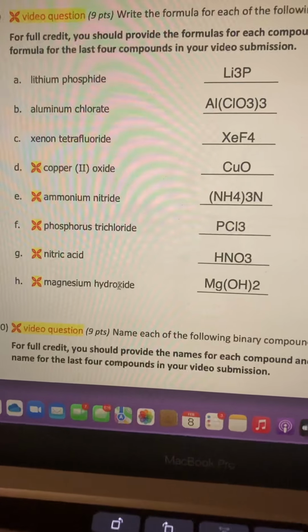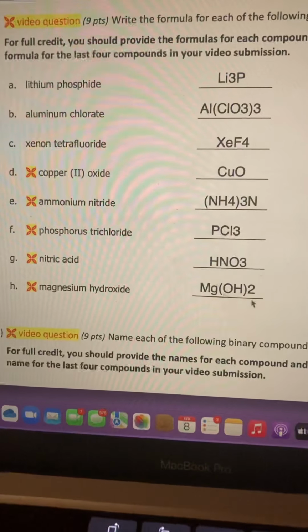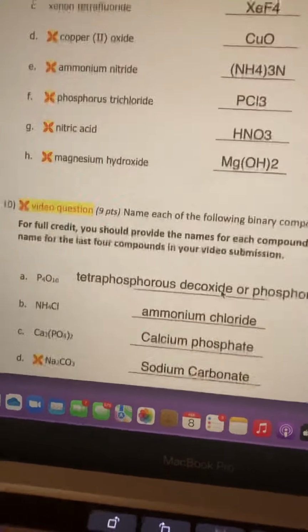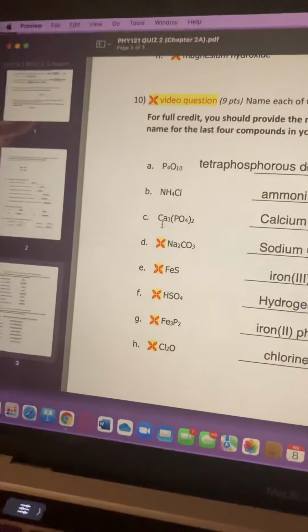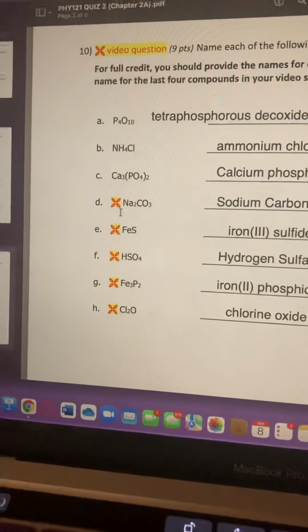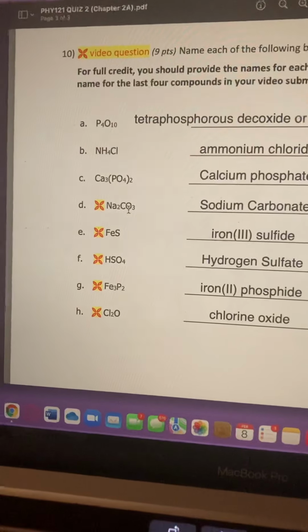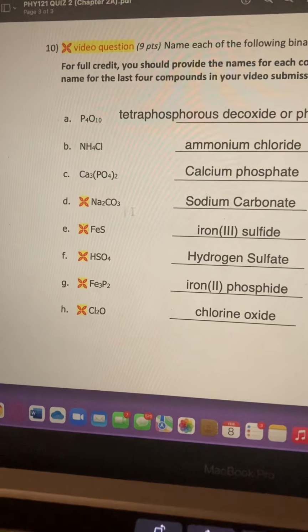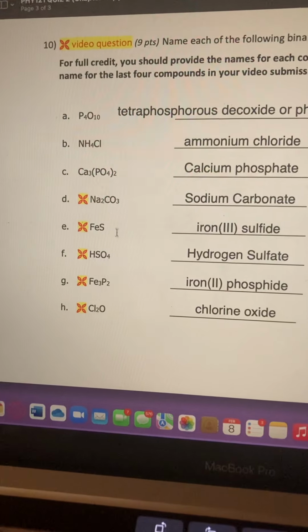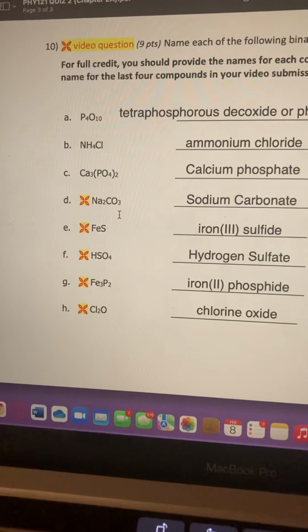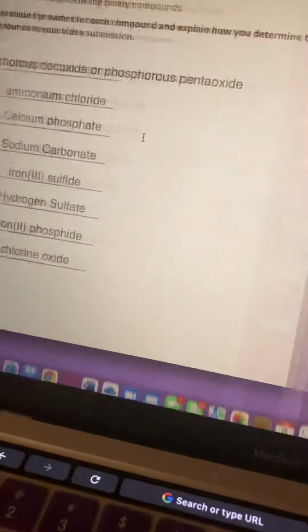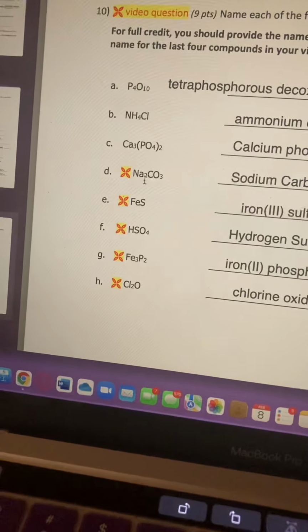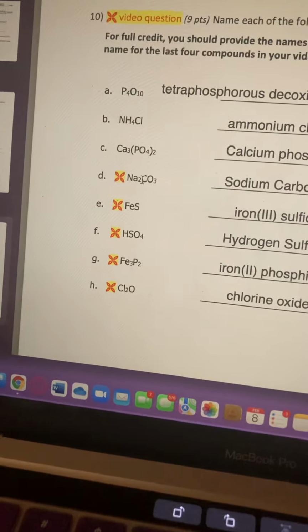Magnesium hydroxide. Magnesium has a 2 plus charge, hydroxide 1 minus charge. So you need 2 hydroxides to balance out the charges with magnesium, which is great. And naming these, that's not a question. This is sodium carbonate. CO3 is just carbonate. Carbonate has a 2 minus charge, and sodium has a 1 plus charge, and so you need 2 sodiums to balance out the charges for carbonate, which is CO3, sodium carbonate.